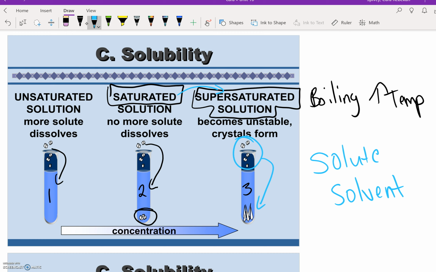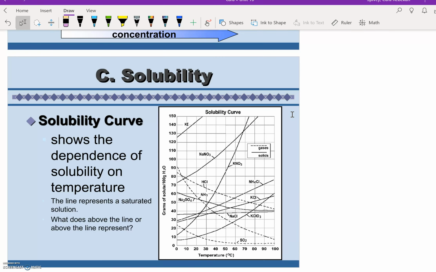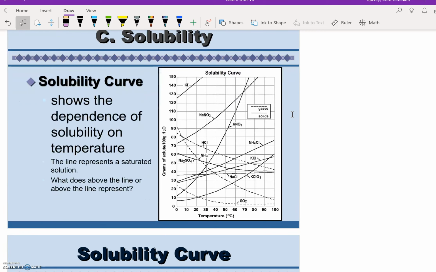So, three terms. Unsaturated means not being full of your solute. Saturated means you can't dissolve any more solute. And supersaturated means you have become unstable and you have dissolved more than what you really can, normally because of the addition of temperature. All of these words help us to read our next topic, which is a solubility curve.